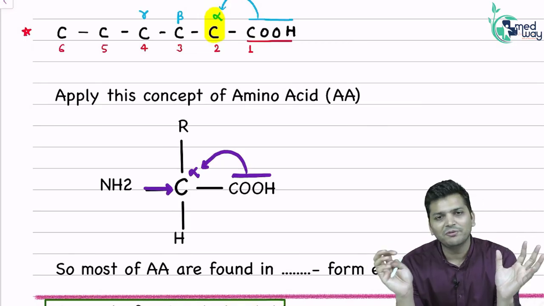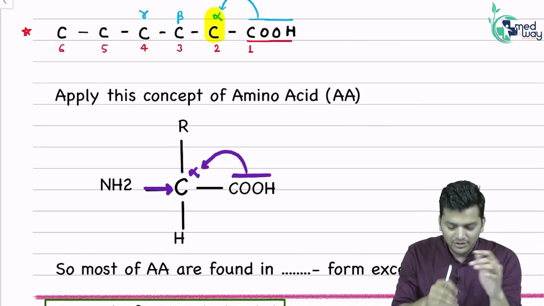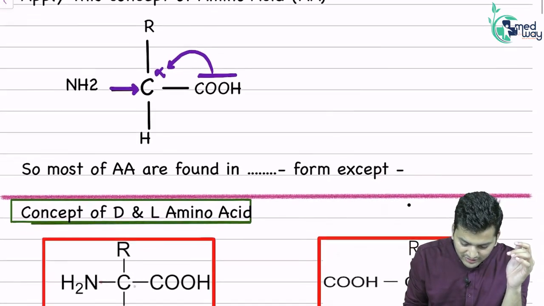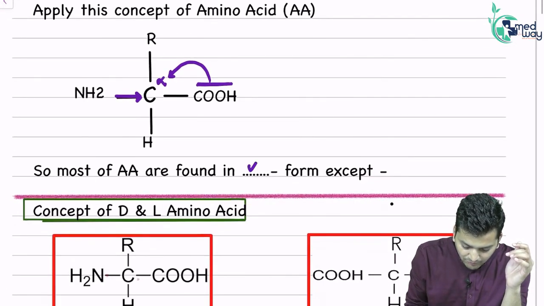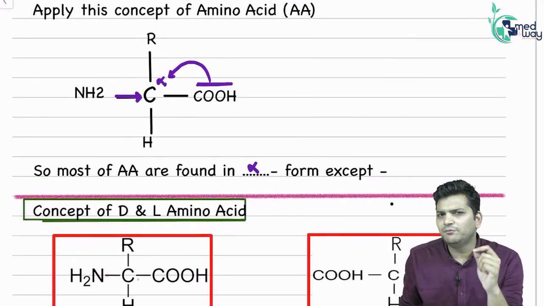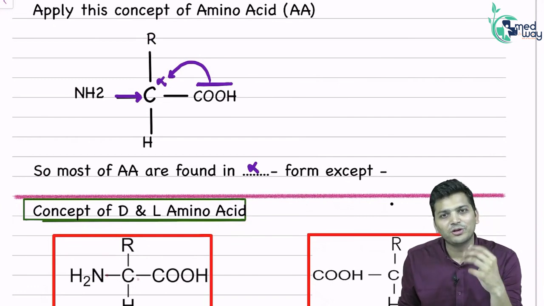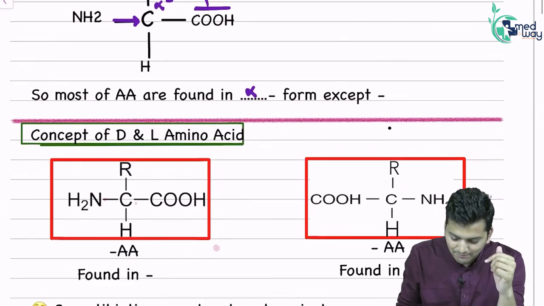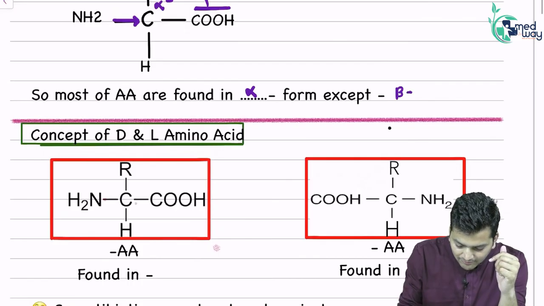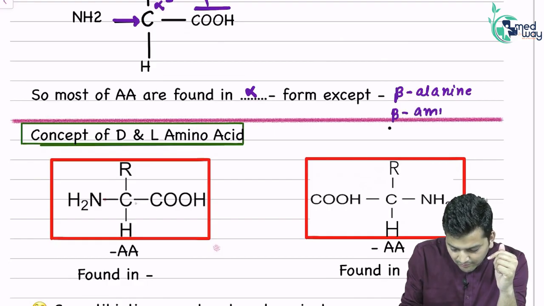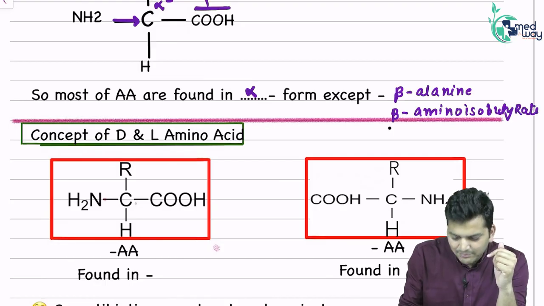And in humans, most of the amino acids are found in the alpha form. What is the meaning of alpha form? Amino group attached to the alpha carbon. So most of the amino acids are found in the alpha form. There are only a few exceptions, and they love to ask this question: what is not an alpha amino acid? The examples are beta alanine. As the name suggests, it's a beta amino acid. Beta alanine, beta amino isobutyrate. So these are the beta amino acids.